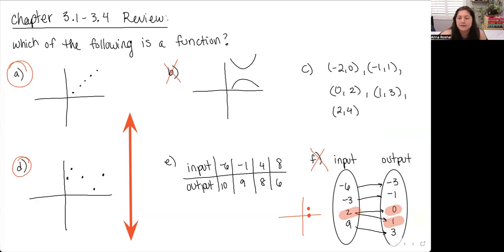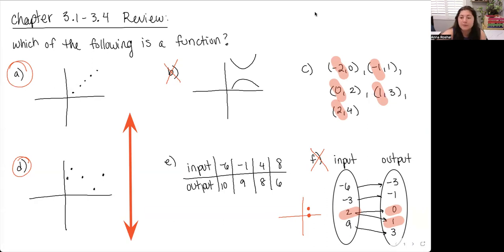Another way that I can take a look at these is by looking at all my x values. If none of my x values repeat, like they do not here, there's a -2 and a +2, but it's not the same 2. There's a -1 and a +1. It's not the same one. So therefore, we know that this is totally a function.